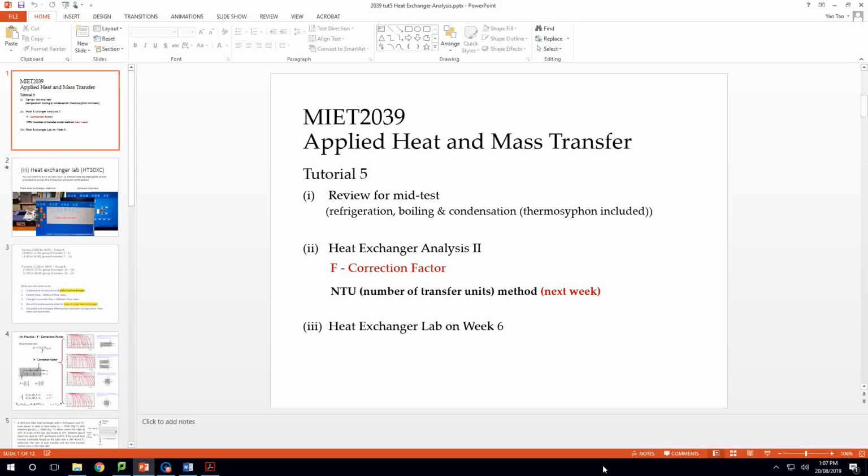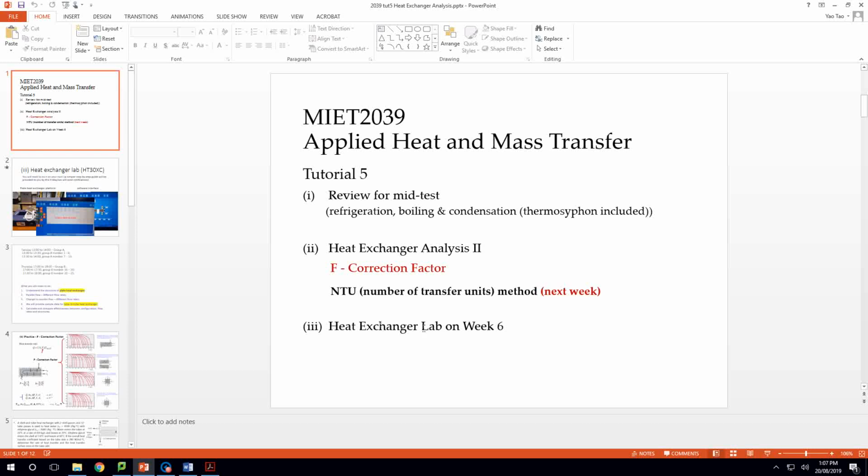And this is week 5, so you could see there are lots of things we want to do in the tutorial. The first one, I would say, maybe you would wish I'd do some review for a mid-test. And secondly, for the heat exchanger analysis, we need to do the second part, which is correction factor and NTU. But in the lecture, you haven't gone to NTU yet. So this week, our practice is only on the correction factor, and we will do the NTU method next week.